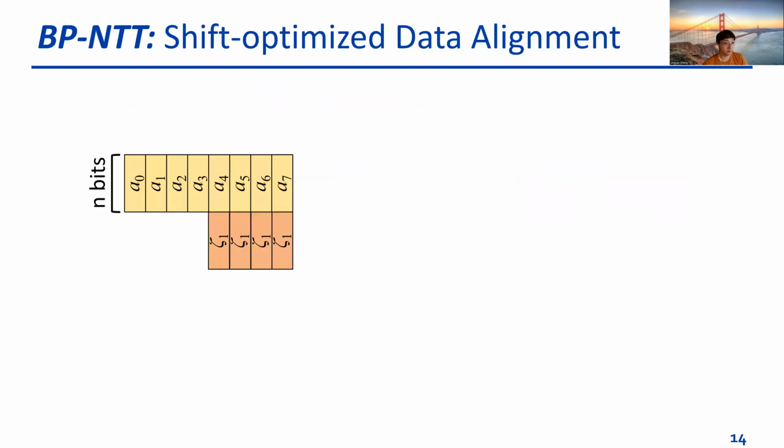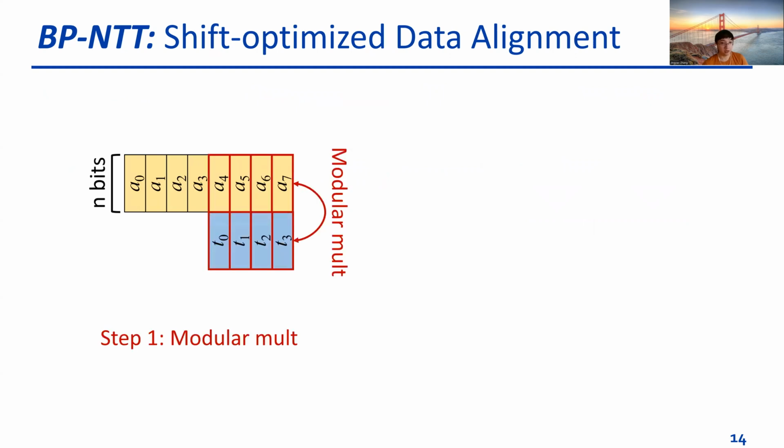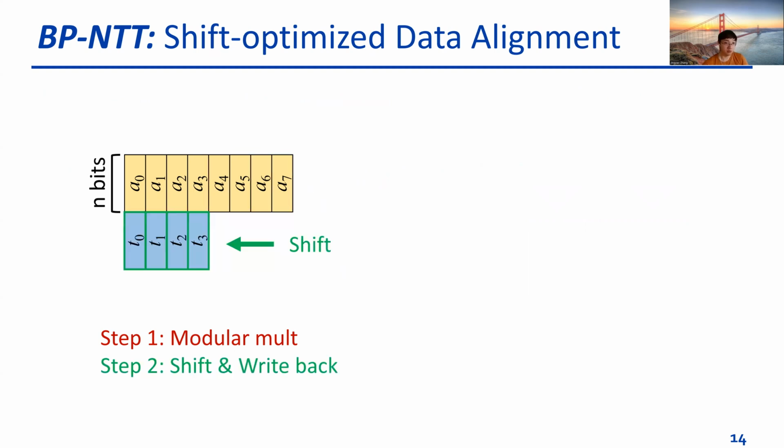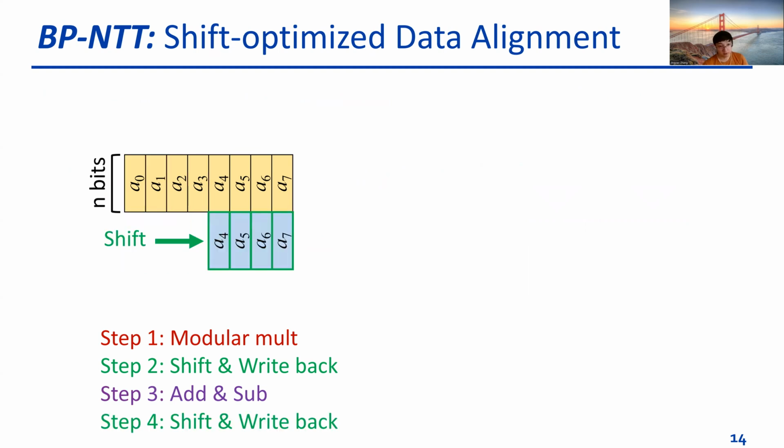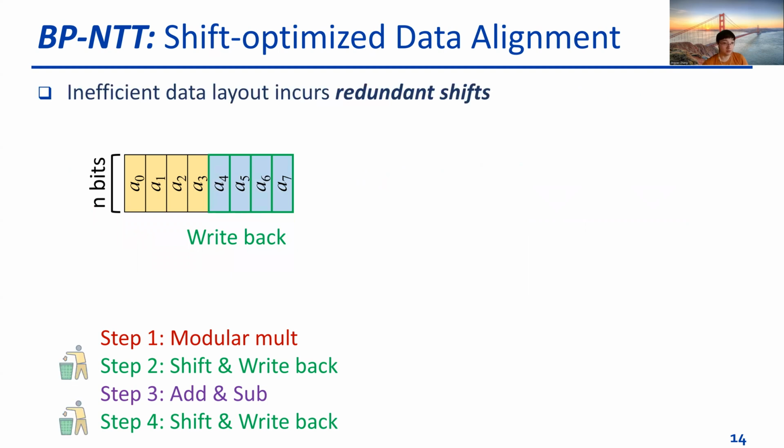Let's take an example. To achieve NTT, first, twiddle factors are multiplied with the polynomial coefficient, and then the results are left shifted to align with the corresponding coefficient. Then they perform addition and subtraction, and finally, are right-shifted and returned back. This is the computation for one stage. However, step 2 and step 4 are redundant and destroy the parallel computing.